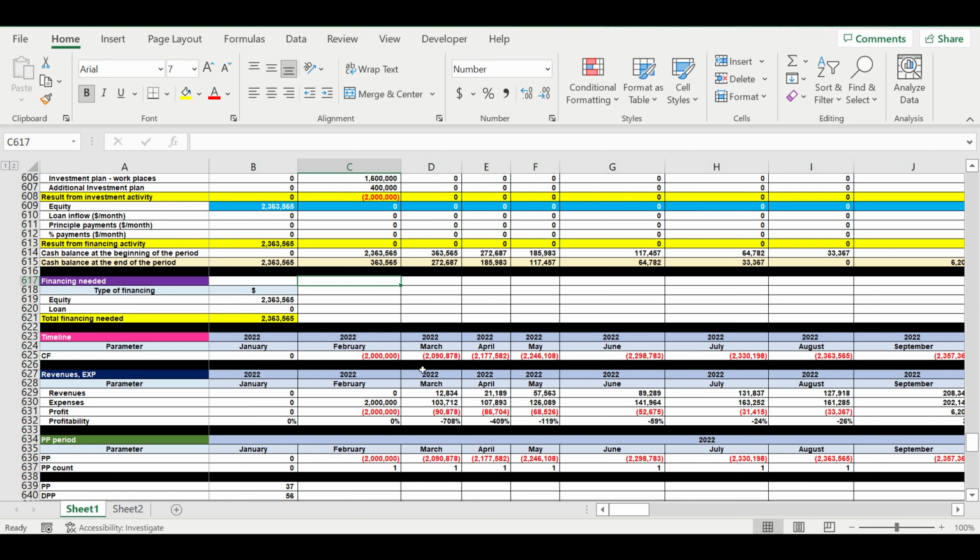Today we'll continue building a financial model of a nail salon from scratch. And today we'll be talking about a very important coefficient, which is called the loan coverage ratio. Why is it so important?